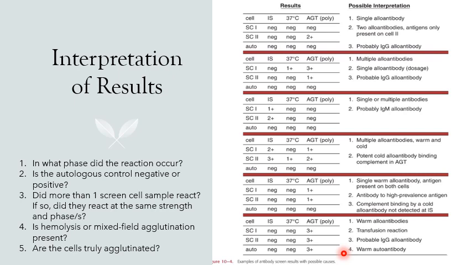So, possible din na warm alloantibodies kasi nag-react din siya dito sa screen cell 1 and screen cell 2. And this may also cause transfusion reaction kasi 3 plus yung reaction. And then, probably, it is an IgG alloantibody kasi, again, nag-react sa AHG phase. Lahat may reaction sa AHG phase. So, it's probably an IgG alloantibody.